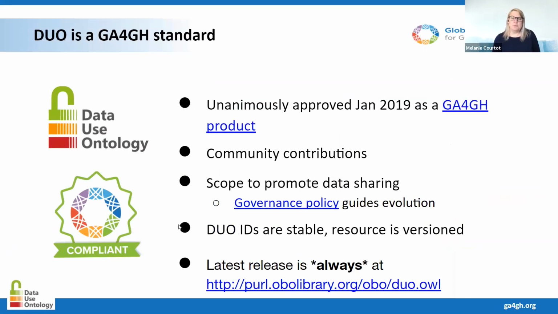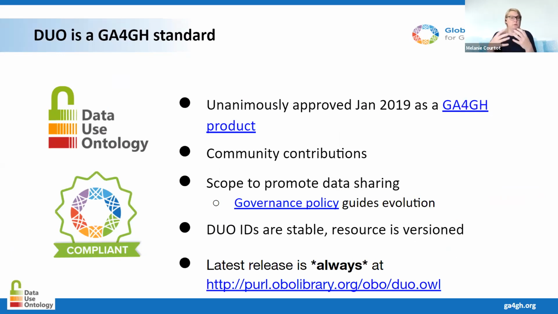So DUO has been approved as a GA4GH product in January 2019. It's been built, as Tiffany mentioned, on community contribution and pre-existing efforts. The scope of DUO is really promoting data sharing. So it's not about being able to represent every possible condition. It's about saying, we found those are the most useful conditions. Are those applicable to you?